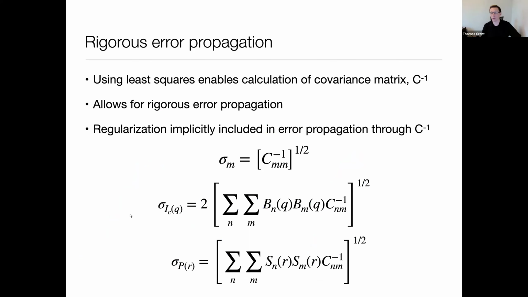All right, and once again, we have rigorous error propagation, just like we had previously, because we still have this covariance matrix C. Now the covariance matrix includes that regularization that we just figured out. And so we can get the error bars, the uncertainties on the coefficients themselves, but also because we have the functional form for the continuous scattering profile and for the P of r curve, we can calculate them at any q values and any r values that we want, and therefore we can get the uncertainties on each one of those calculated points.